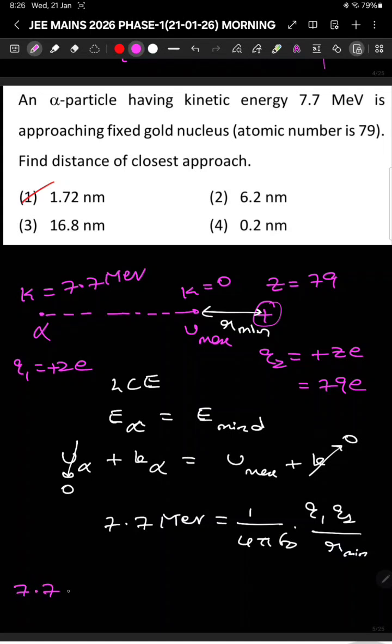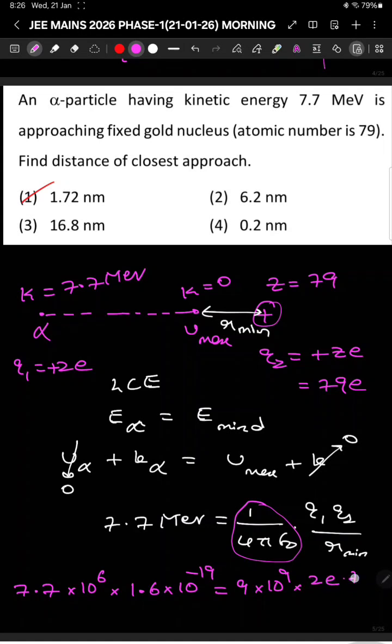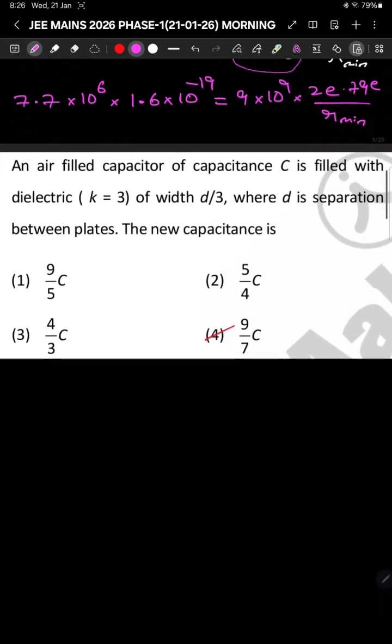Here 7.7 into 10 power 6 electron volt, where 1 electron volt is 1.6 into 10 power minus 19 joules. The value of 1 by 4 pi epsilon naught is 9 into 10 power 9. Q1 is plus 2e, Q2 is 79e, and you are asked to find R minimum. Next question.